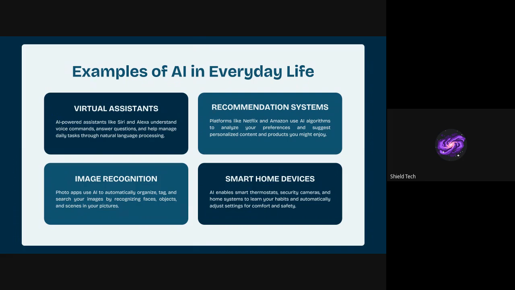So these are real-life examples that we have seen in our daily life. Then the smart home devices. AI enables smart thermostats, security cameras, and home systems to learn your habits and automatically adjust settings for your comfort and safety. Most of you must have seen smart thermostats, where you set it so that at a particular time this thing should do this and do that.